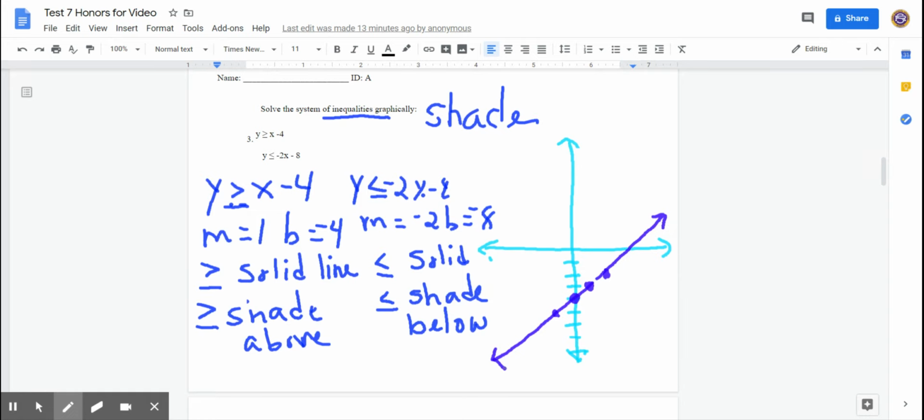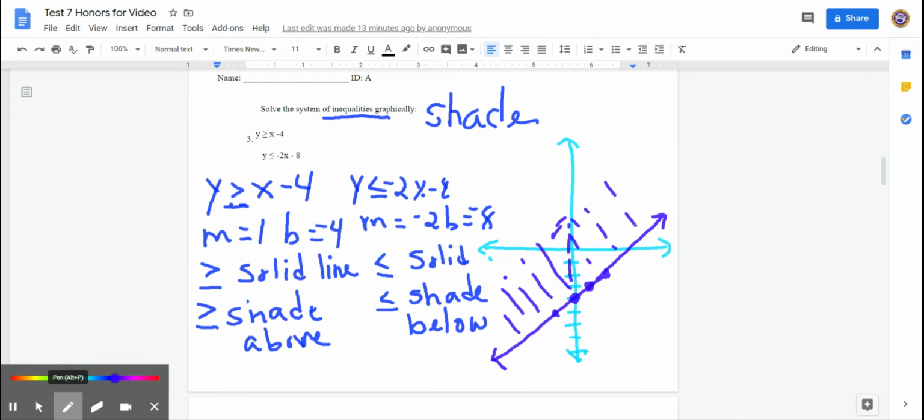I drew a solid line because I remembered that my line was going to be solid. Okay, so I did draw the solid line. And then it says to shade above. So where does y get bigger? As it goes up the axis. So you're going to shade above the axis.